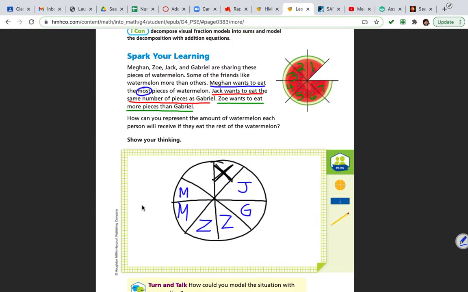So how can you represent the amount of watermelon each person will receive if they eat the rest of the watermelon? So Jack and Gabriel have the same amount. They each got 1/8. Zoe wants to eat more pieces than Gabriel, so Zoe got 2 8ths, and Megan wants to eat the most, she got 3 8ths. So let's write this. Jack gets 1/8, Gabriel gets 1/8, Zoe got 2 8ths, and Megan got 3 8ths. And that worked out.